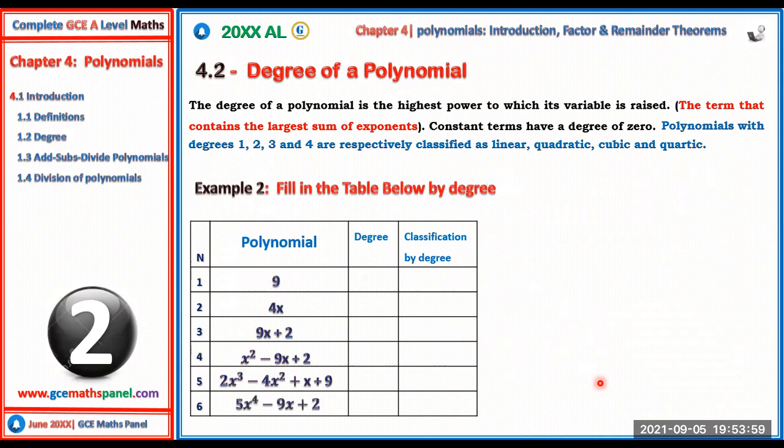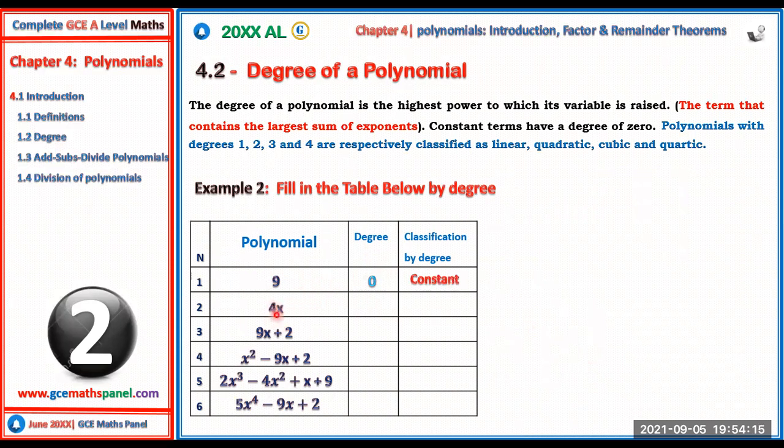So the first one, we have 9. 9 is a constant, so the degree is 0. All constants have a degree of 0. So when it's a constant, or when the degree is 0, it's classified as a constant.